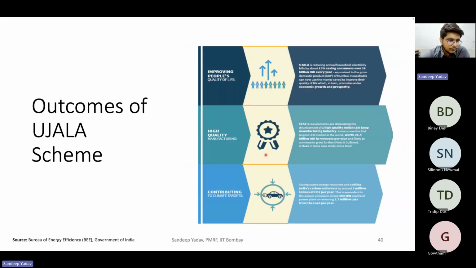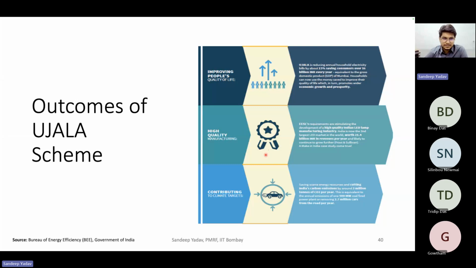Now coming to the next scheme, which is Ujala. Ujala was also a very successful scheme. There are a few outcomes of the Ujala scheme. First, improving people's quality of life. Ujala is reducing annual household electricity bills by 15%, saving consumers over 16 billion rupees annually. Second, it is enabling high quality manufacturing.